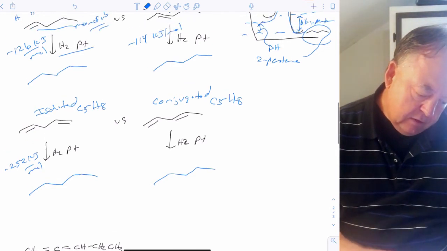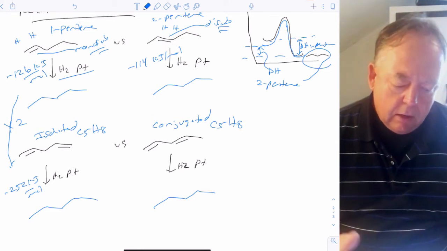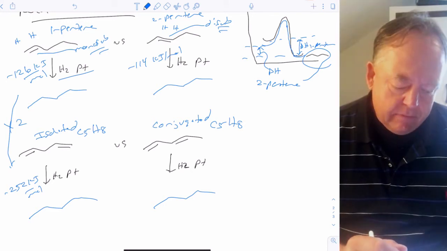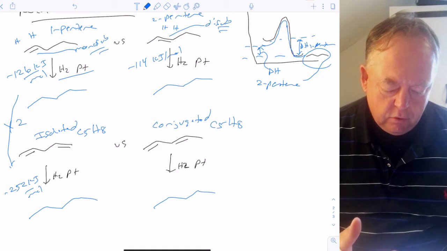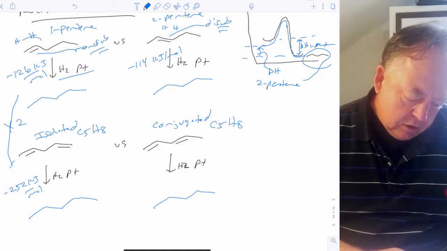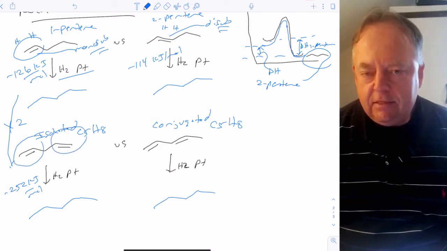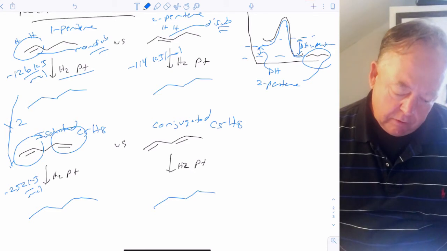And if you notice, that is twice this. If you had one double bond and had H2 and palladium, it gives off 126. If you added 2, it gives off 252, which is not surprising because the two double bonds look identical, right? It's just 2 1-pentenes, so to speak.